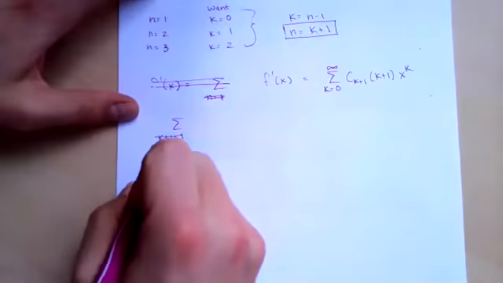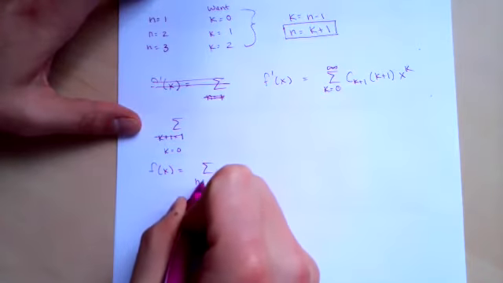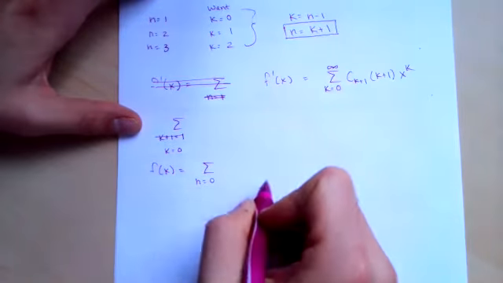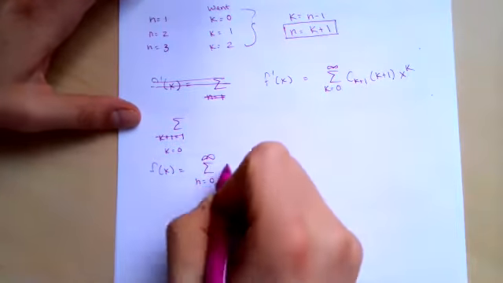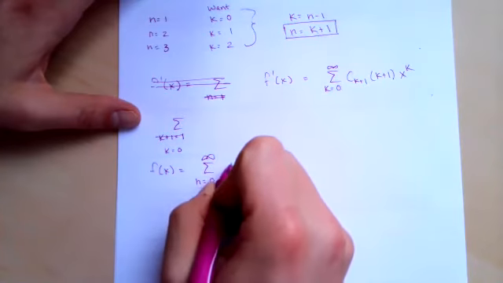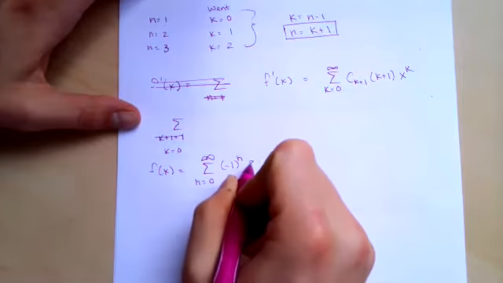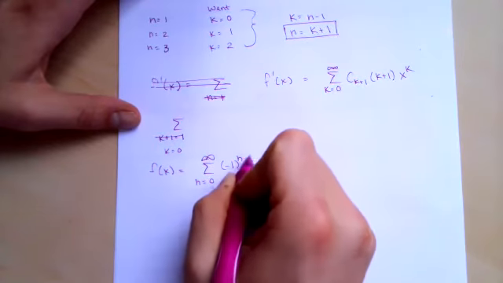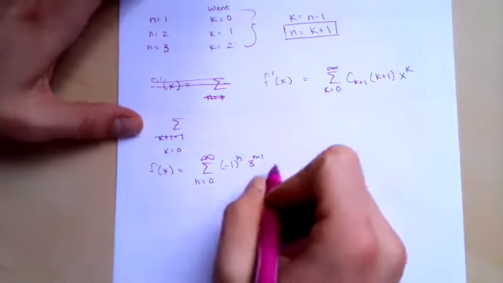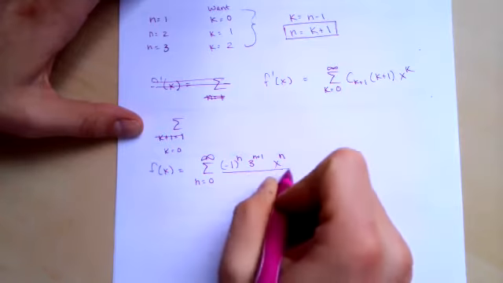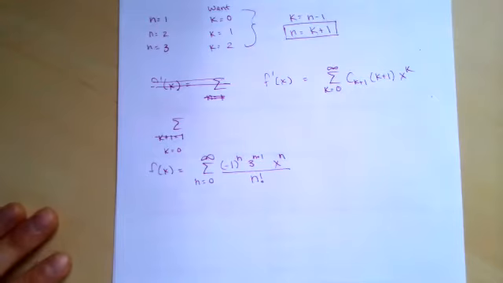So for example, if we do something like f of x is, let's see, let's start at 0, infinity, and let's pick some indices. Let's do something like minus 1 to the n, 3 to the n plus 1, x to the n over n factorial or something like that.